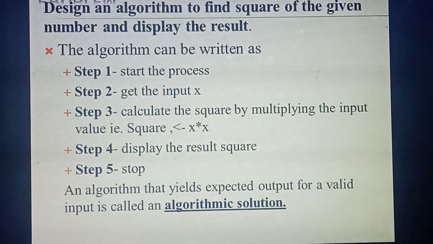For that, in step 2 you are giving the input variable. What's the input variable you are giving? X. Okay, so after giving the input, what's the next step?